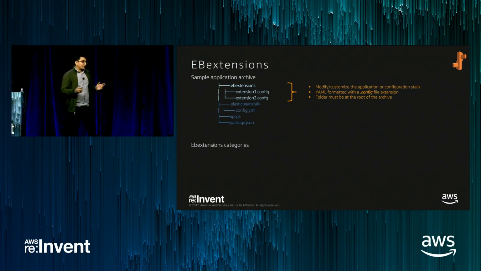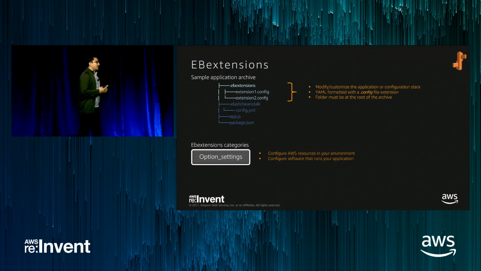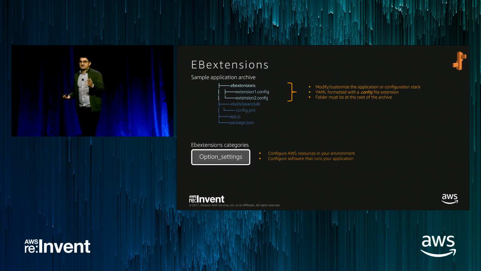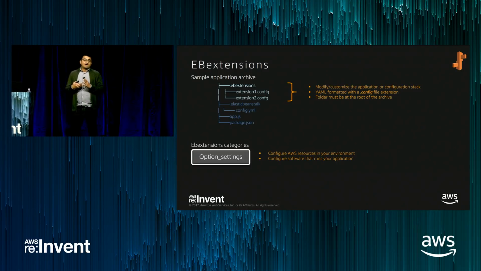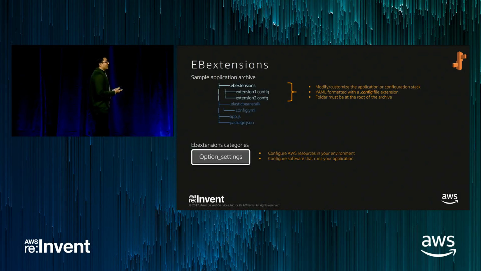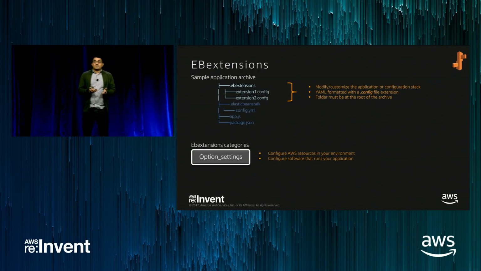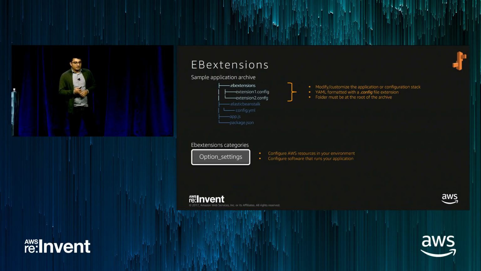There are many different categories which you can use with EBextensions. Two of the main ones are option settings. You use option settings when you have a stack defined, you have a configuration setting which is supported by Elastic Beanstalk, and you just want to modify it. You want to modify some defaults within the natively supported Elastic Beanstalk configuration.